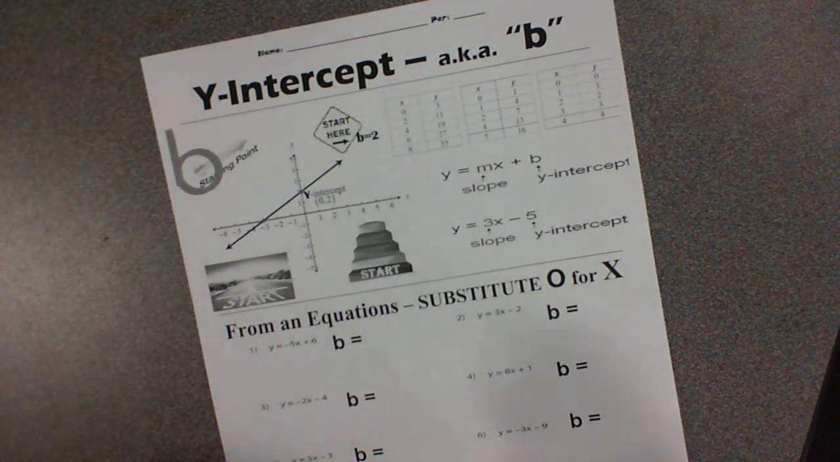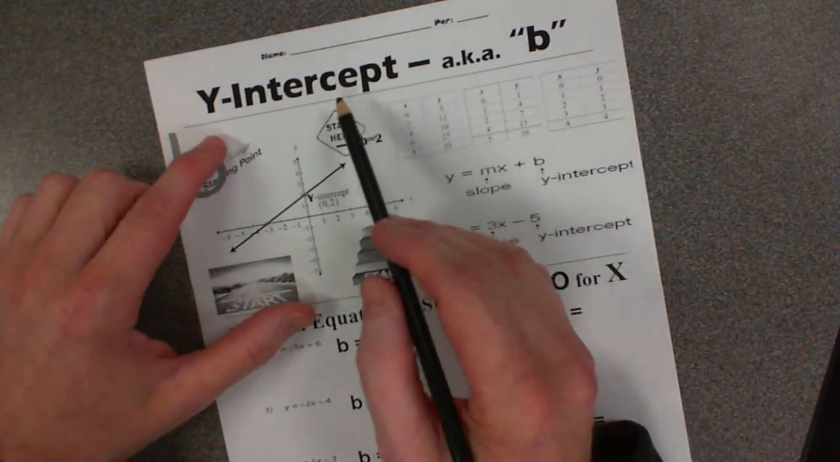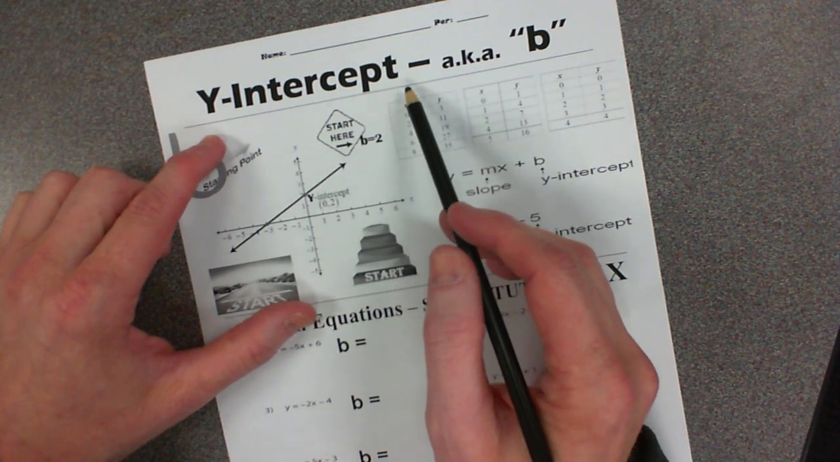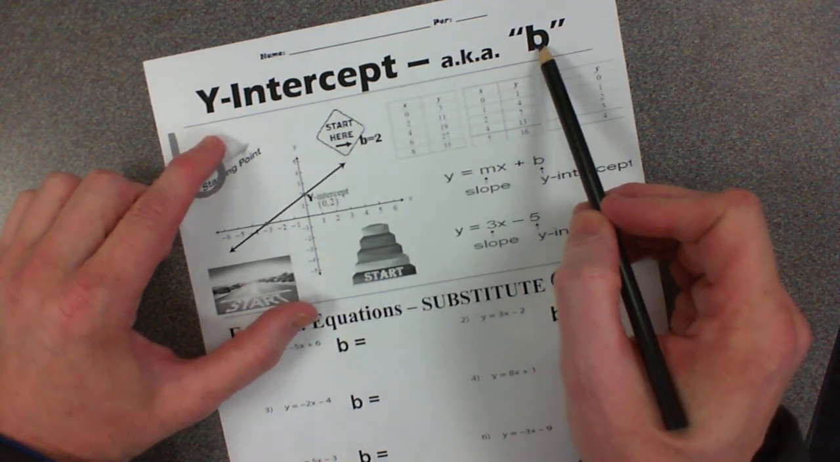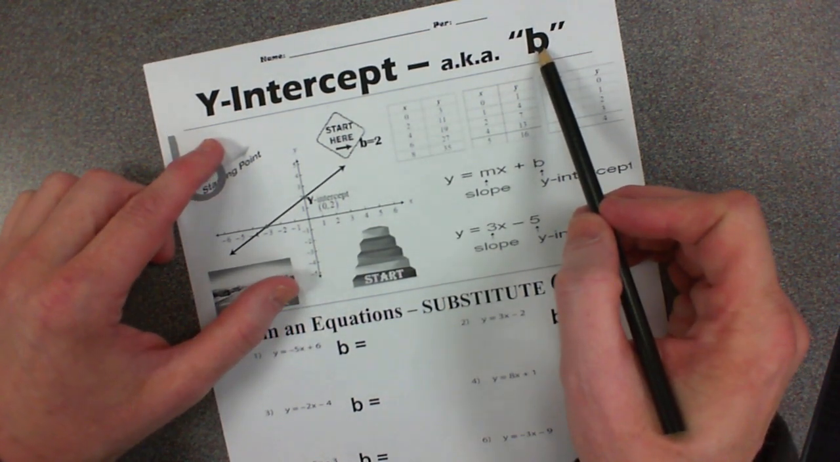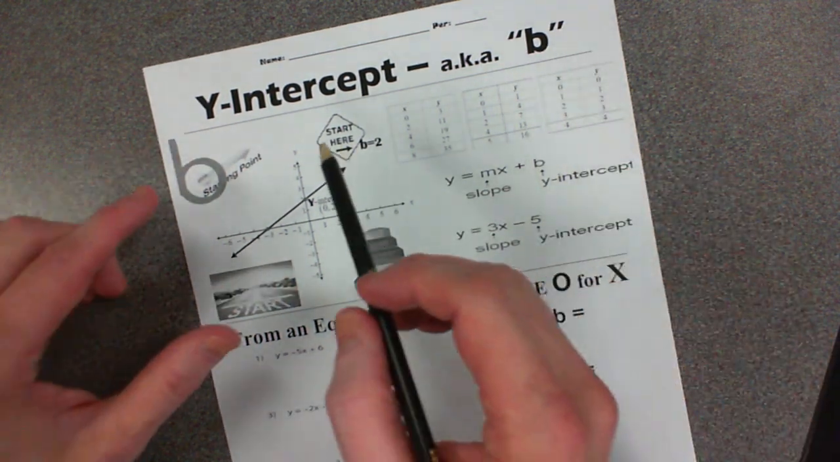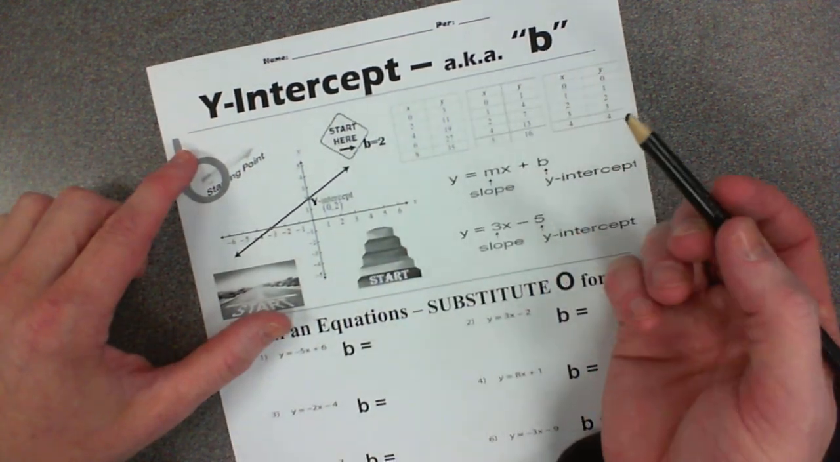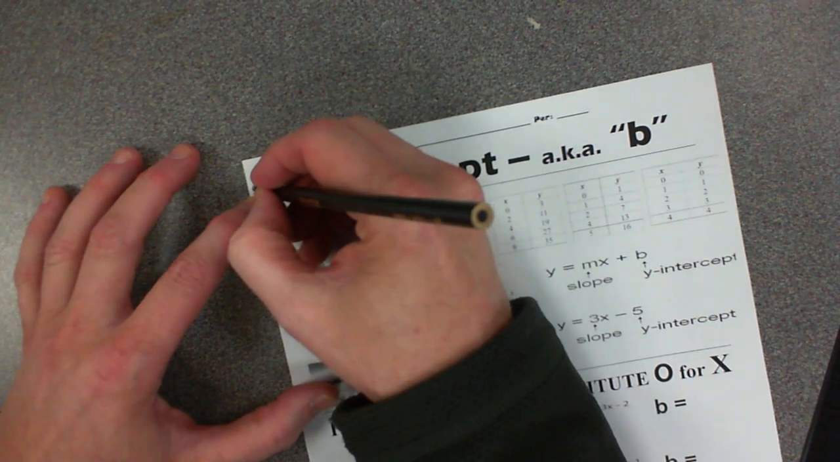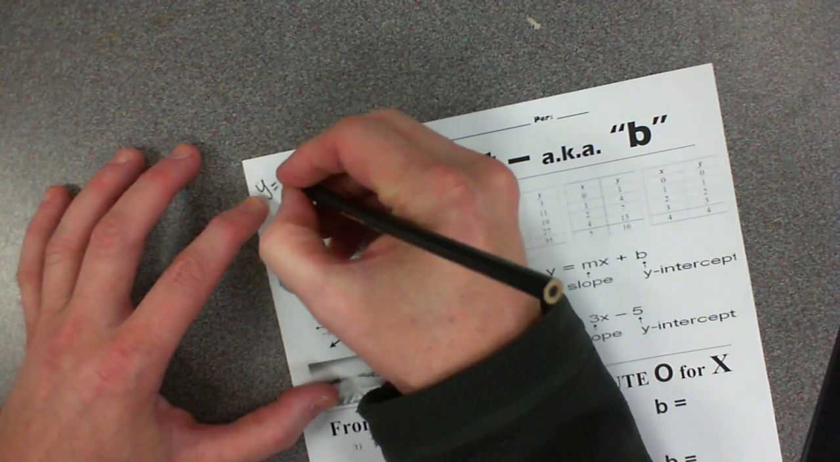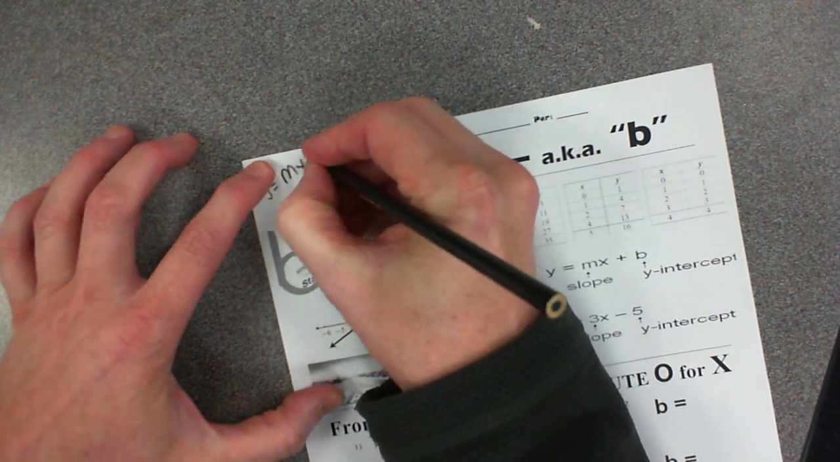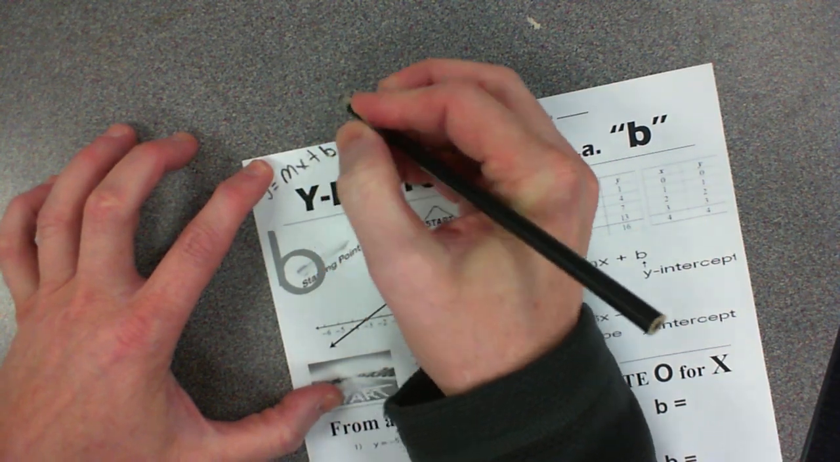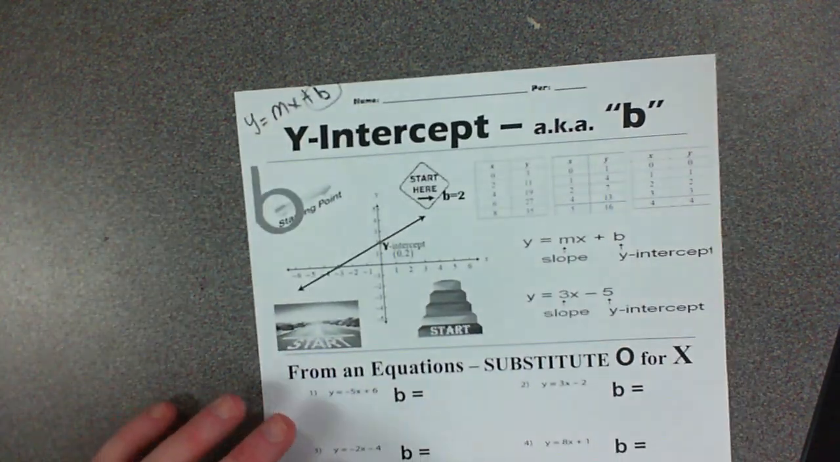Okay, welcome back. Today we are talking about the concept of the Y-intercept, and it has a nickname of b in what we call the slope-intercept equation. So over here, go ahead and write the slope-intercept form: y equals mx plus b, and just circle the b because that's what we're talking about today.